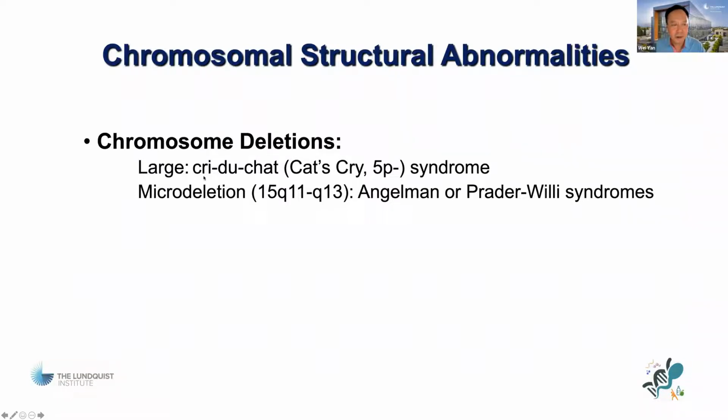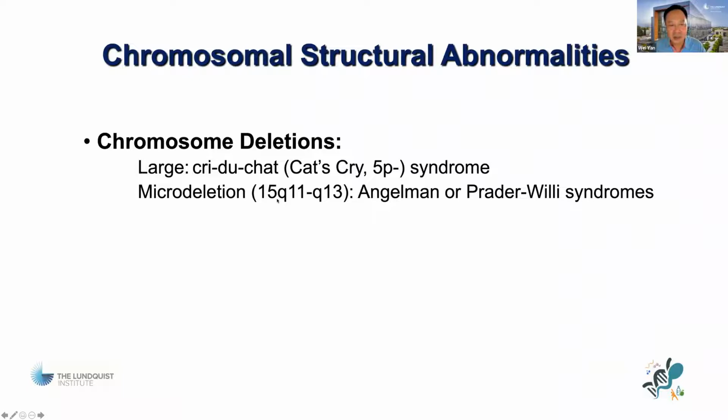And this is a large chromosome 5 short arm deletion that causes cri du chat. Basically it means that the baby is born and cries, and it sounds exactly like a cat. So you can check it out.